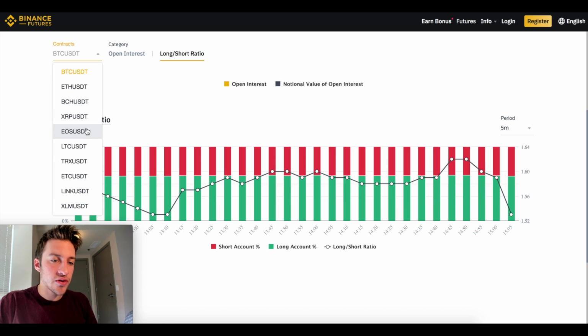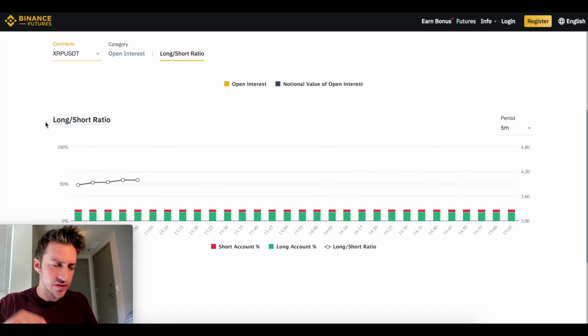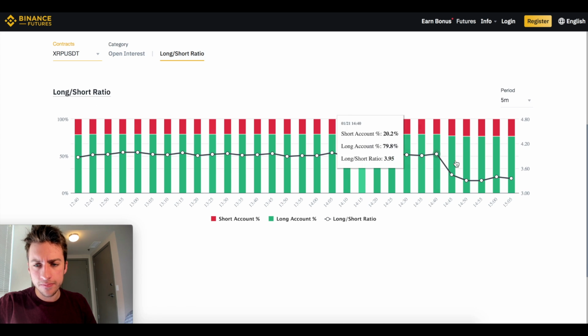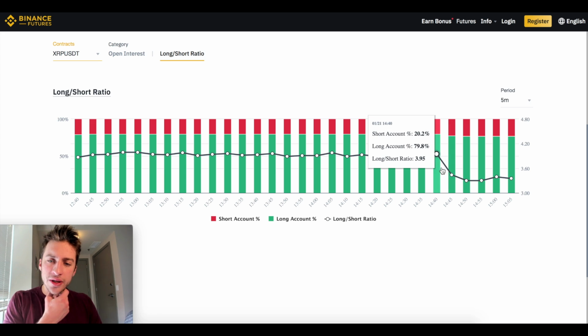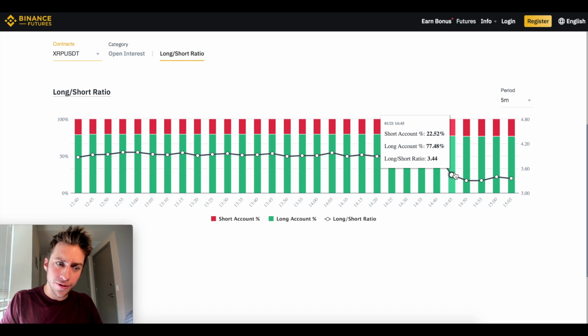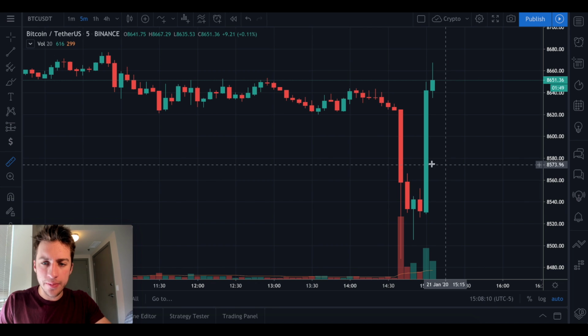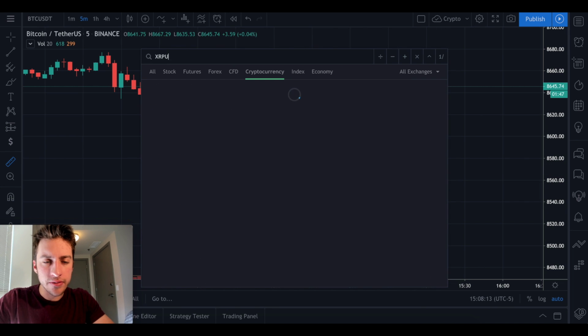You can use this also for other coins as well. One of my favorites is XRP sentiment. It's just really, really clean data here. You can see that we had a massive drop. Oh my God, that's a large drop. 3.95 to a 3.44. Jeez. So the long-short ratio just really dropped there. I'm really curious what happened at 14:40 and 45.